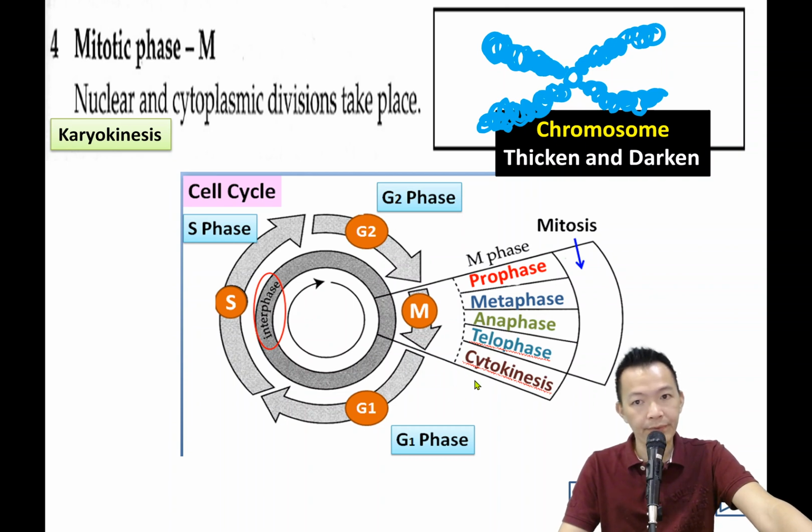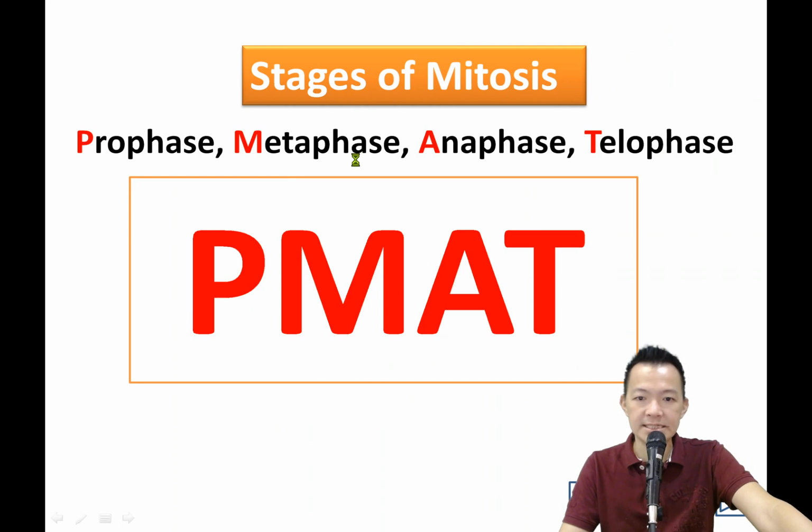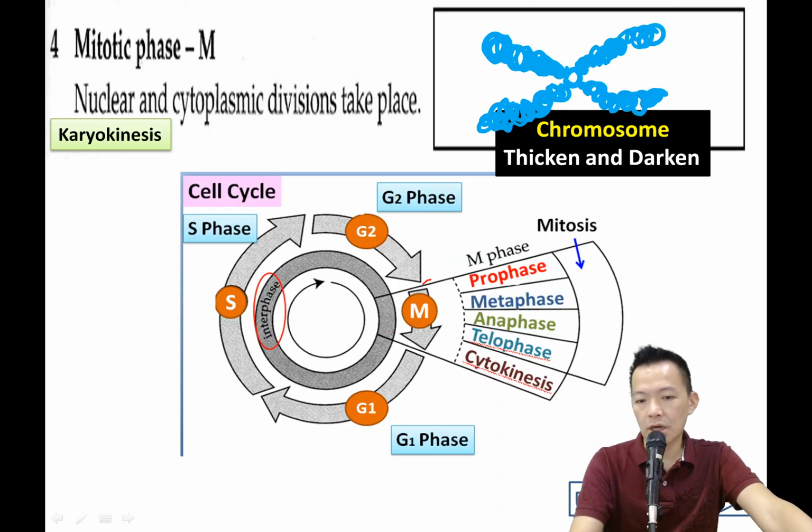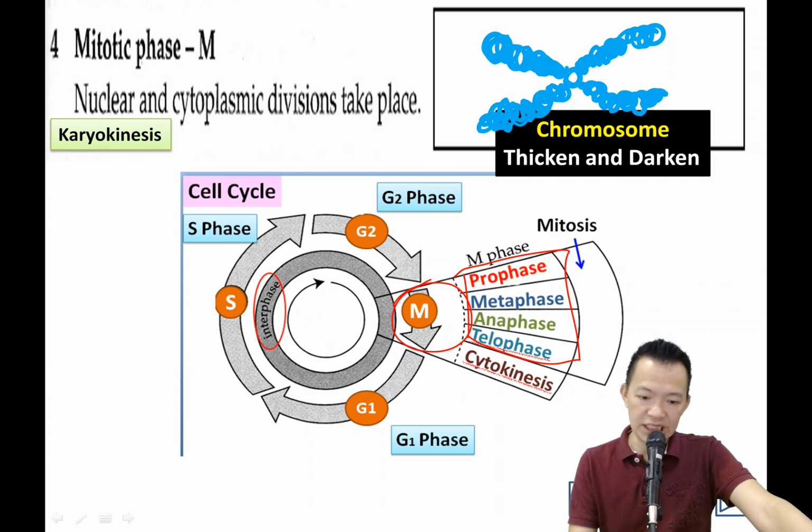Okay, so this is our cell cycle, 细胞的循环。So for the next video, we're going to talk about M phase in detail. 我们就会研究这一个阶段的 M phase, karyokinesis in detail.